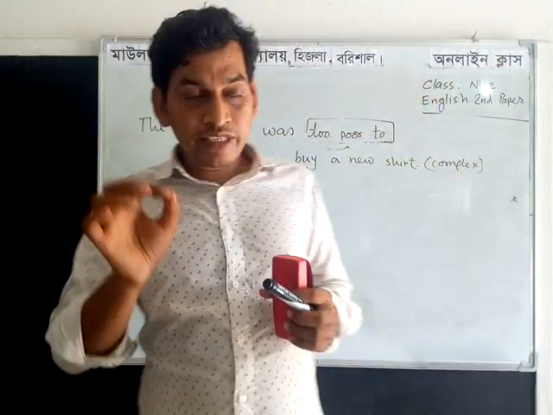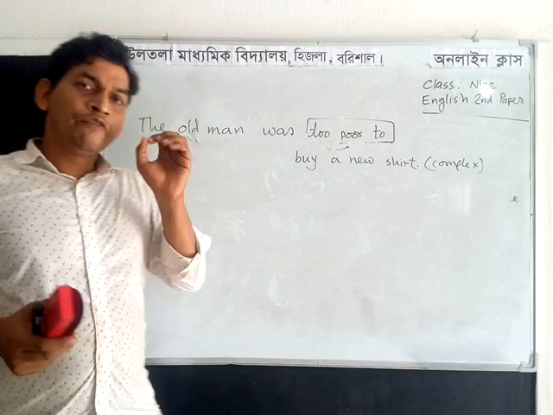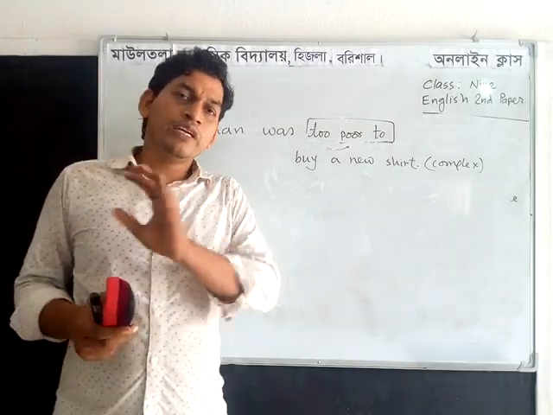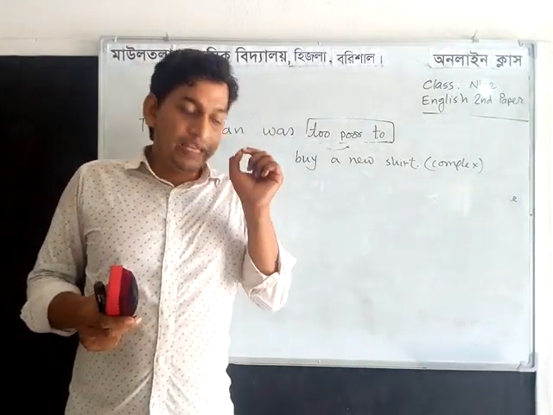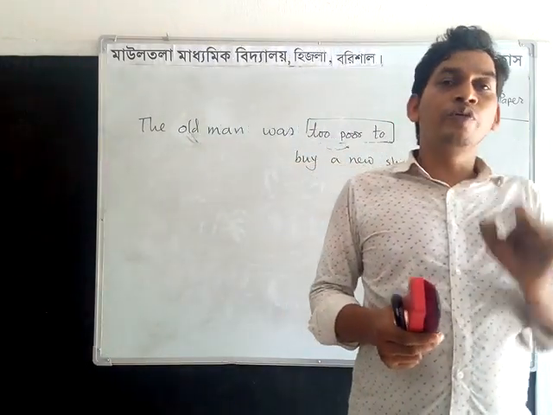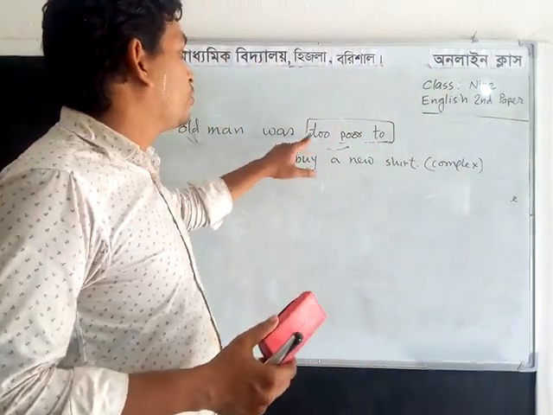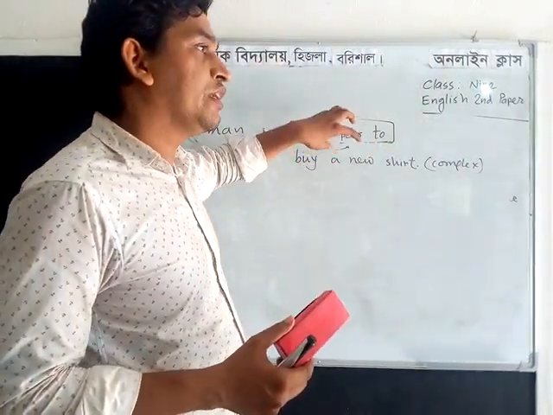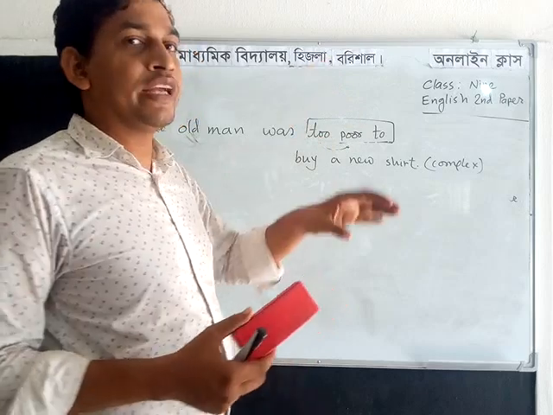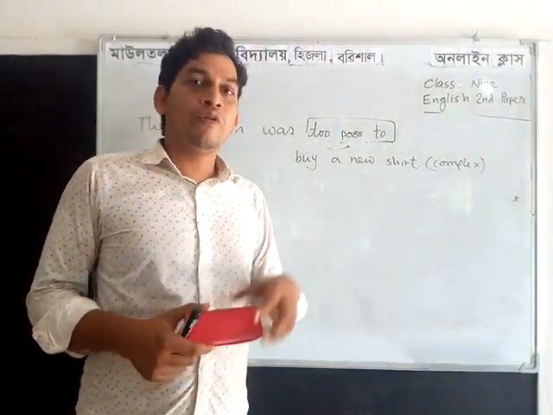So the old man was too poor to buy a new shirt indicates that the old man was very poor, and because of his poverty, he cannot buy a new shirt. It refers to the inability of the poor man to buy a new shirt. So if there is any sentence which has too plus adjective plus to, that will refer to negation. It will refer to the inability of doing something or of getting something.